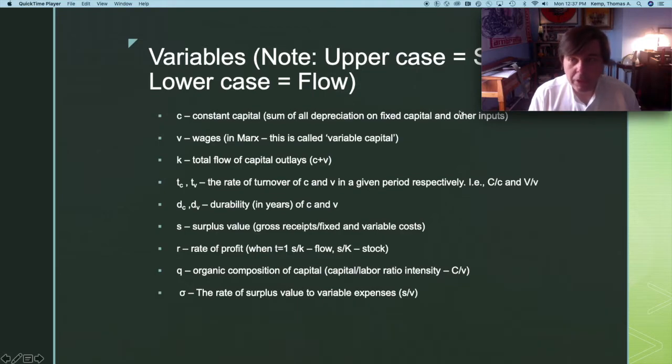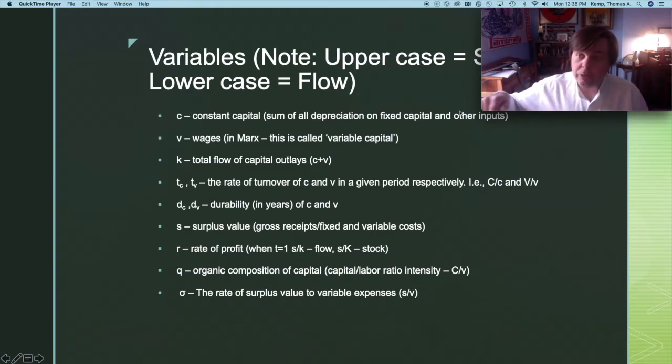So we can think of those ideas as flow cost conditions. T subscript C and T subscript V are the rate of turnover of C and V. You can think of this as a stock of capital, uppercase C over lowercase c, or the stock of variable capital over the flow of variable capital. Maybe the easiest way of thinking about this is to understand turnover as the number of times the machine goes around. We think of this model as a little machine. How many times does the machine turn over in a given period of time?